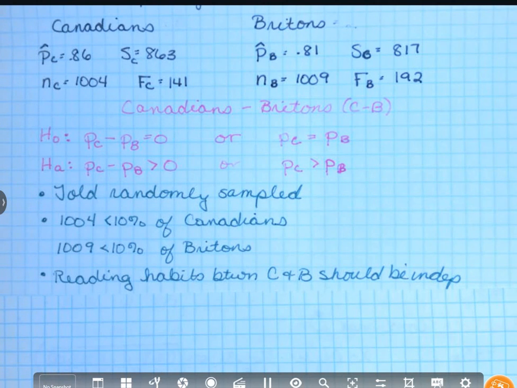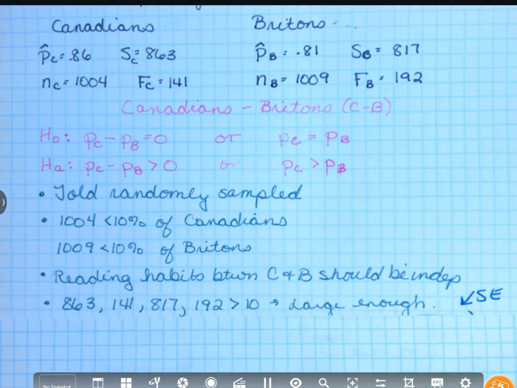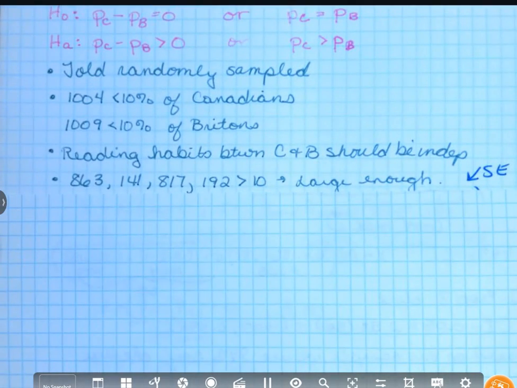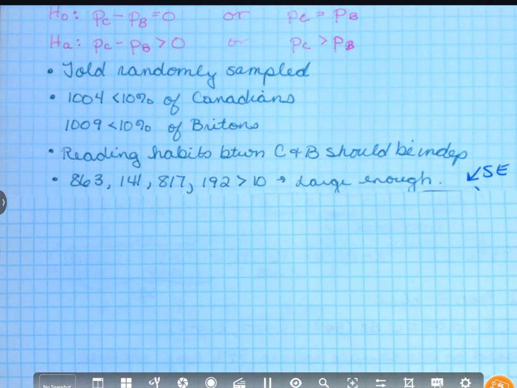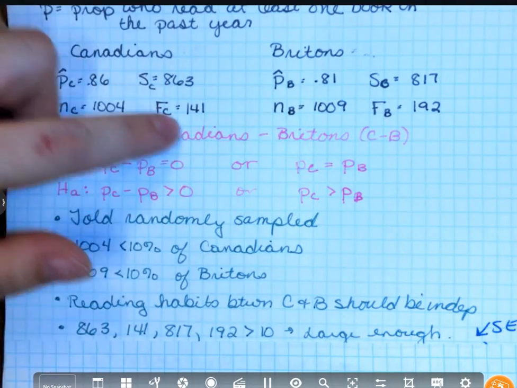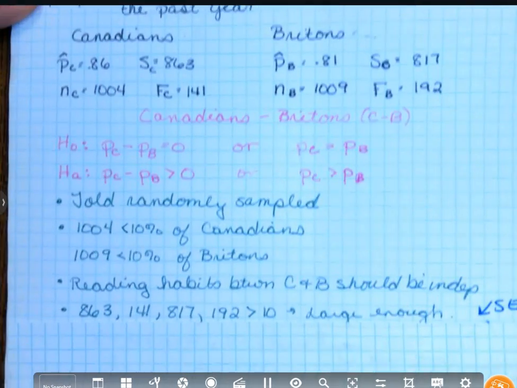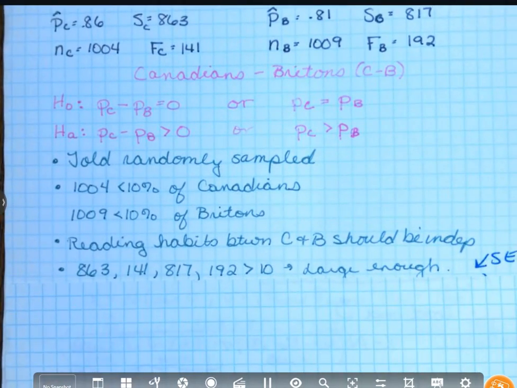And then I need one more condition. Success, failure. All I need to do here is list them out, and that's why I had it calculated up here. I knew I was going to have to do it anyway. So 863, 141, 817, 192, all of those are bigger than 10, so all of them are large enough.